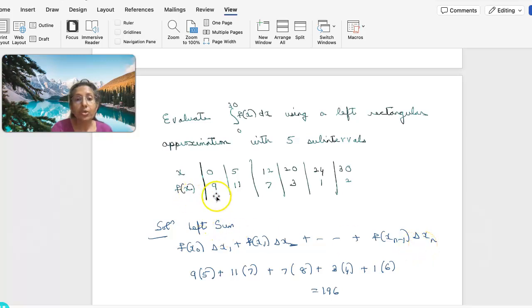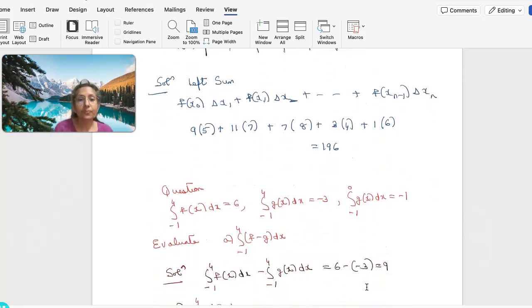What is f(x0)? It will be 9, and delta x1 will be 5 minus 0, which is 5. What is f(x1)? 11. Delta x2 will be 12 minus 5, which is 7. Then you get 7, and what is the next one? 20 minus 12, 8. Then you get 3 plus 24 minus 24. Then 1 plus what? 30 minus 24, which is 6. So simplifying, you get 196.